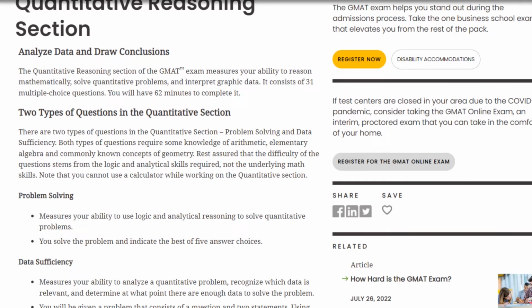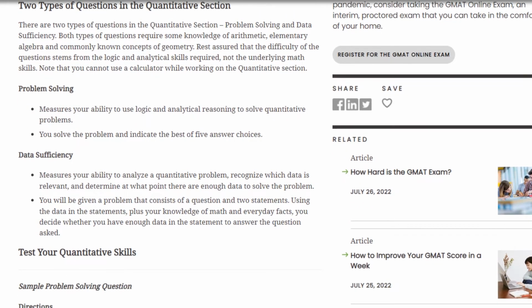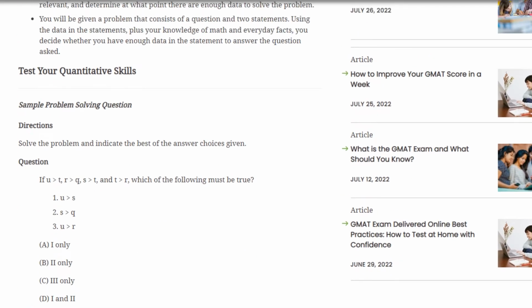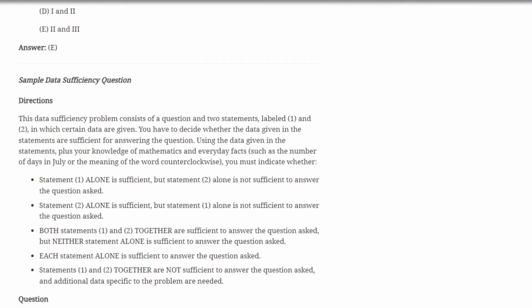You can see quantitative reasoning section. Quantitative reasoning section consists of problem solving and data sufficiency. Problem solving questions are very typical ones. You probably know them from your entrance exams, basic multiple choice questions where you have the question and 5 options and there's only one correct option. Okay, please remember that half of your questions are problem solving ones. Out of 31, you'll have around 15 or 16 questions that are problem solving.